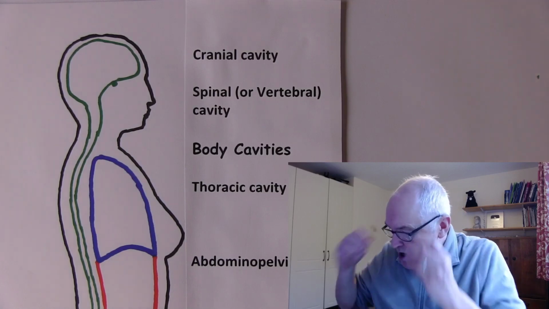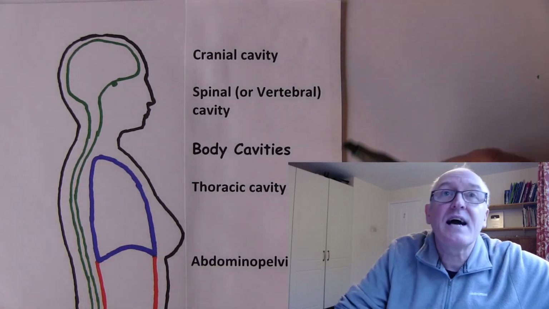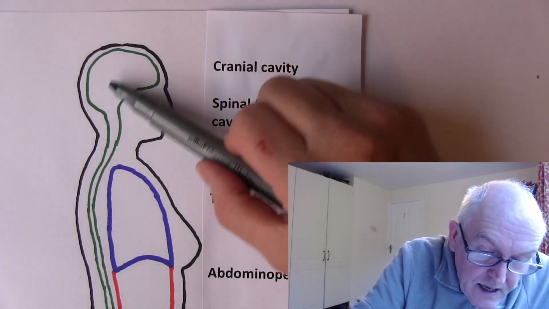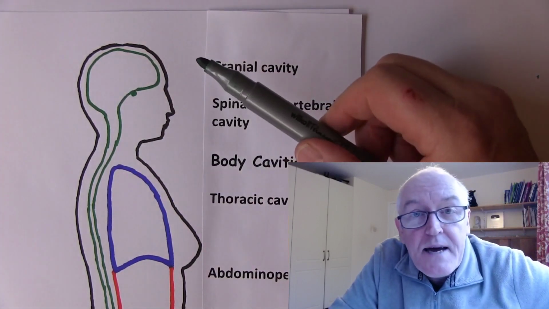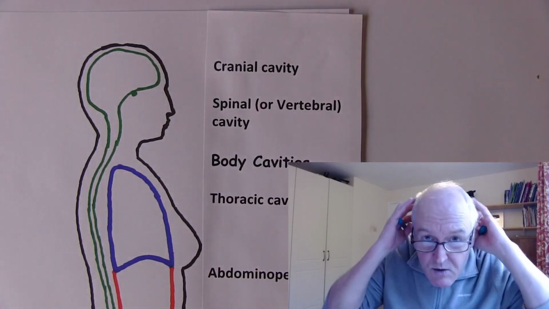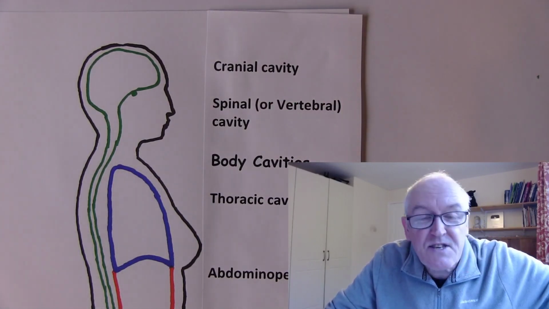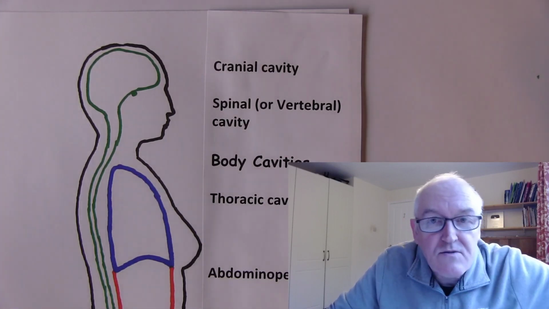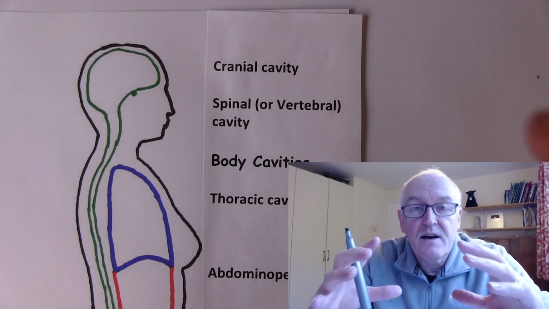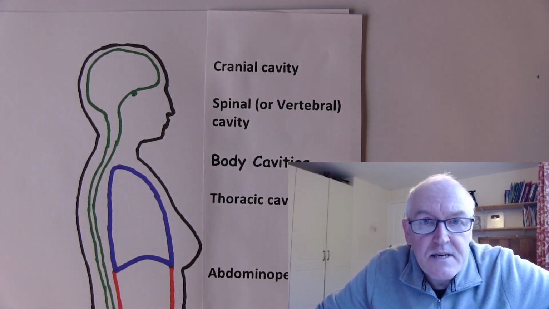And if we start at the top, we see that the top cavity here is the cranial cavity. So this is the cranial cavity at the top. And the cranial cavity is going to contain the brain, and it's also going to contain the meningeal layers that surround the brain. And it's surrounded by the cranial bones. So the cranial bones surround, define, and compartmentalise the cranial cavity.